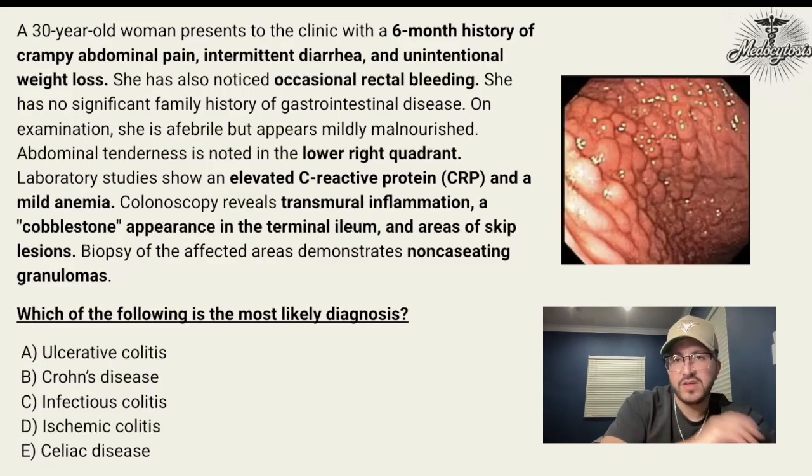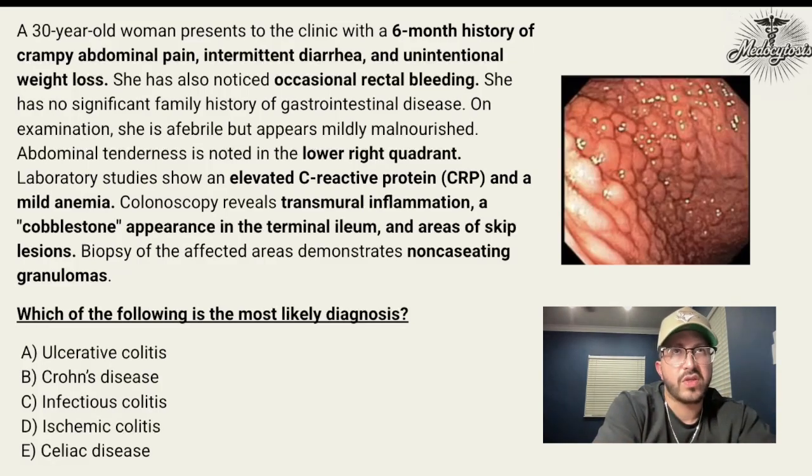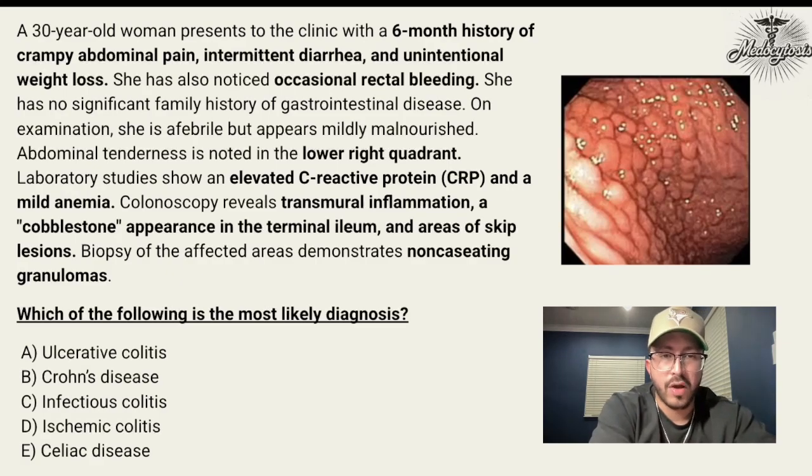C, infectious colitis. Infectious colitis usually occurs with traveling or recent antibiotic use. You don't see skip lesions and non-caseating granulomas. You see fever, abdominal pain, diarrhea, but this is not characteristic of infectious colitis in this vignette, so C is incorrect. D, ischemic colitis, is acute abdominal pain.